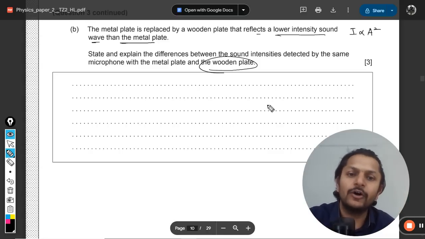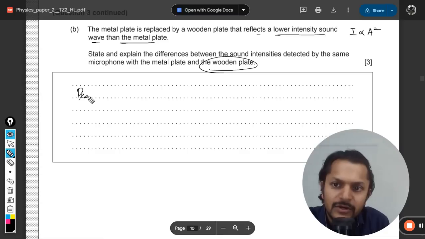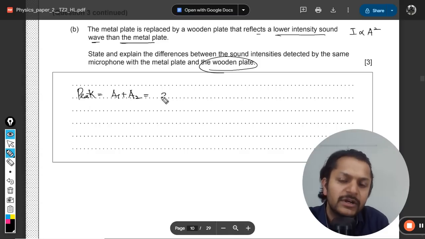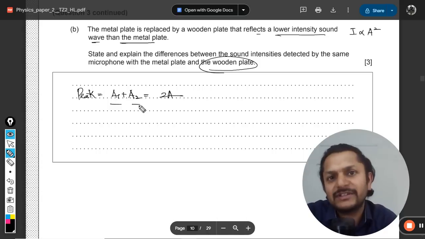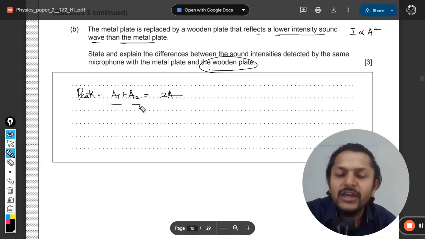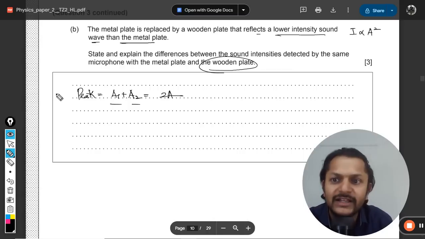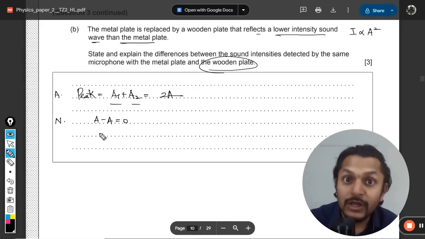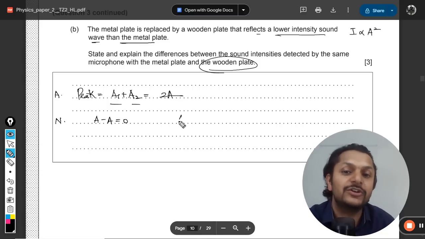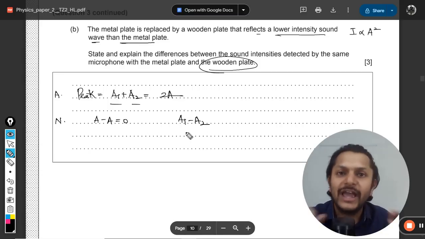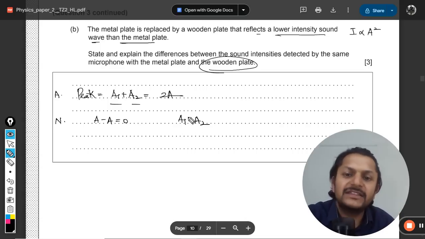But what will happen now? The peak value that earlier came out to be a1 plus a2, which was 2a, will now be a1 plus a2, which is lesser than 2a, because the other wave coming has a lesser amplitude. But this is at the antinode. What about the nodes? At the nodes the amplitude was supposed to be a minus a, that is 0. But in this case, it is not going to be 0. It will be a1 minus a2. a2 will be lesser than a1. Hence, this value will be greater than 0.